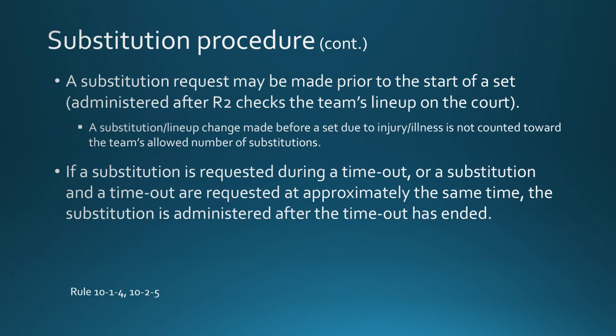A substitution request may be made prior to the start of a set, in which case the substitution would be administered after R2 checks the team's lineups on the court. We mentioned in Rule 7 some situations where this might happen as a result of a mistake the coach made in the lineup, but it could be for any reason. Note that if a team needs to change their lineup before the set due to injury or illness of a player, that is not counted toward the team's allowed number of substitutions.